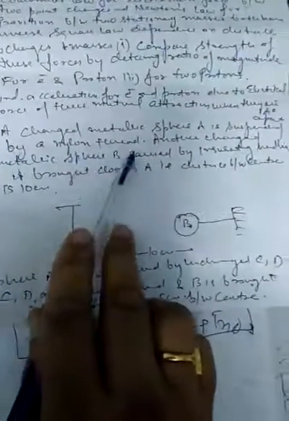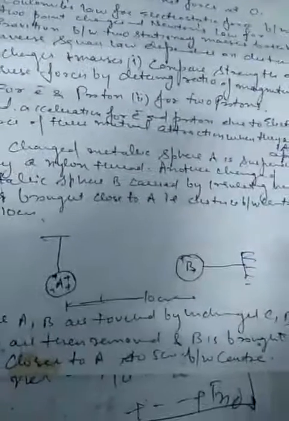Now consider a problem. A charged metallic sphere A is suspended by a nylon thread. Another charged metallic conducting sphere B, held by an insulating handle, is brought closer to A, and the distance between them is 10 centimeter. There are two charges, one placed here and the second brought here up to a distance of 10 centimeter. Both are positively charged.